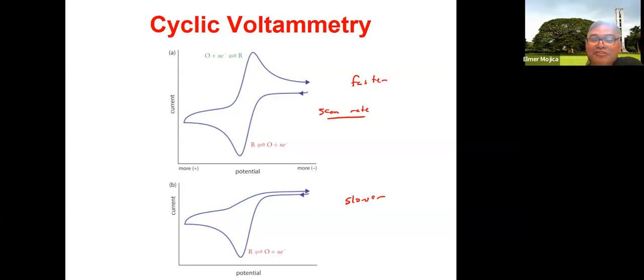How are you going to interpret this one? You have the same system, but one has a faster scan rate compared to the other one. So paano mo interpret yan? Anyone who wants to try? Anyone? Hello?